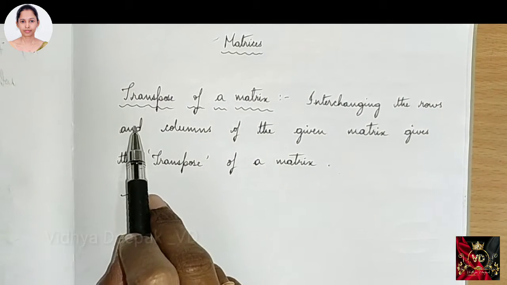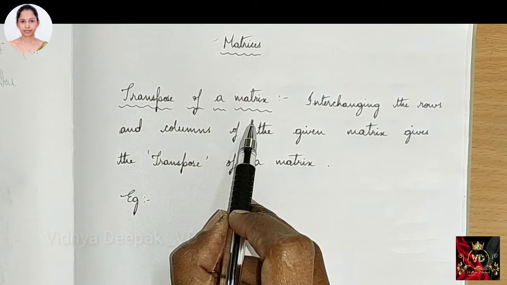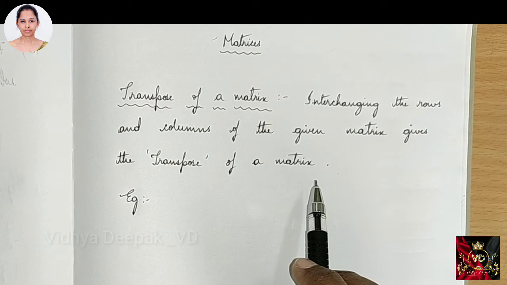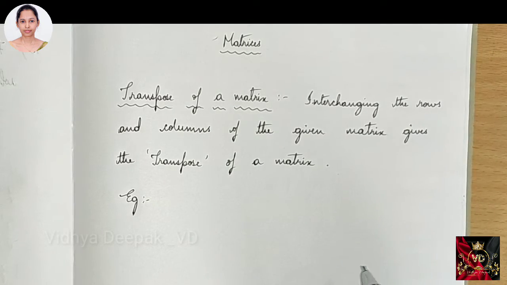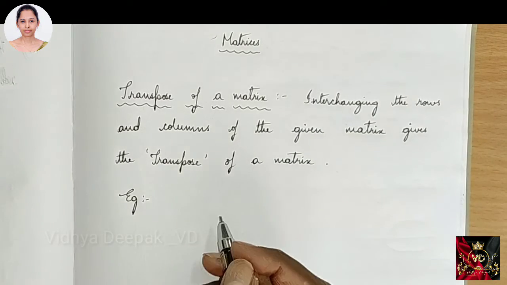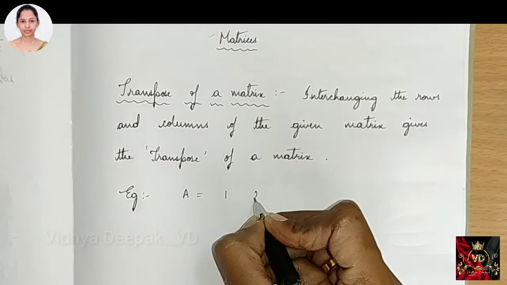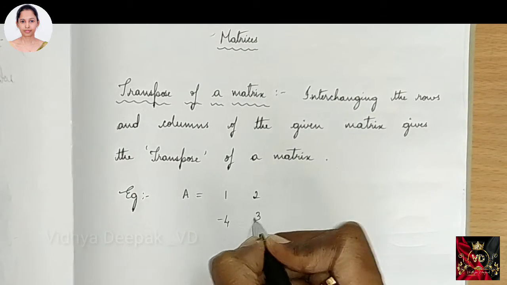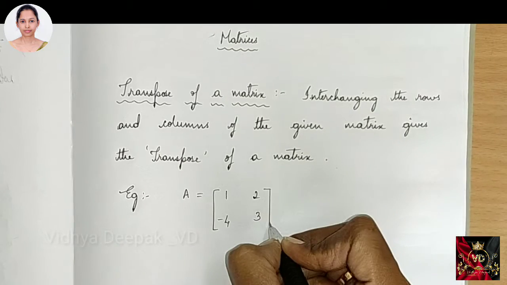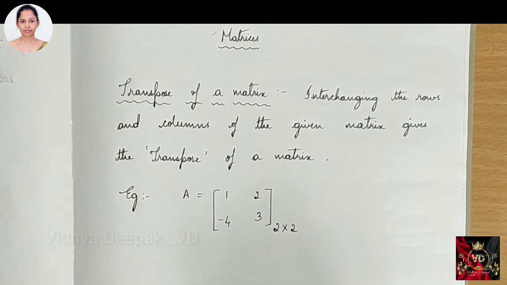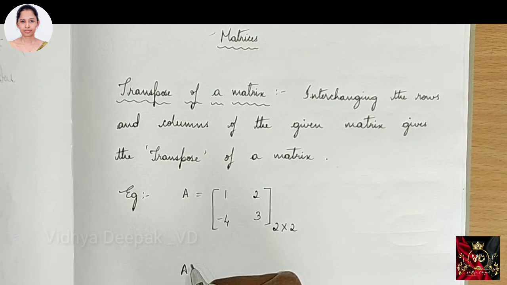So let's see what is transpose of a matrix. Interchanging the rows and columns of the given matrix is nothing but your transpose of the matrix. Let us get into an example. So let's consider this example 1, 2, minus 4 and 3. So this is a matrix of order 2 cross 2. So what is the transpose of this matrix?